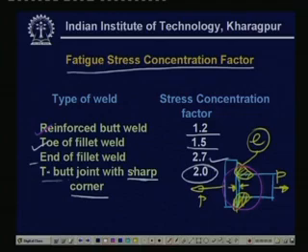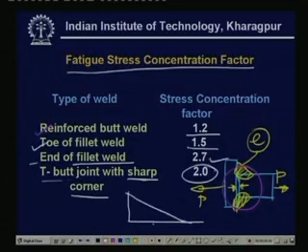Now, there are various techniques to avoid the stress concentration. One is to make the leg size of the fillet weld apparently unsymmetric. If you make this length much larger than that, then definitely there is a gradual variation of the geometry, change in geometry. Therefore, the stress concentrations may be less. Then another technique is to make this contour concave, and that also reduces the stress concentrations. So, there are various techniques of stress concentration removal.